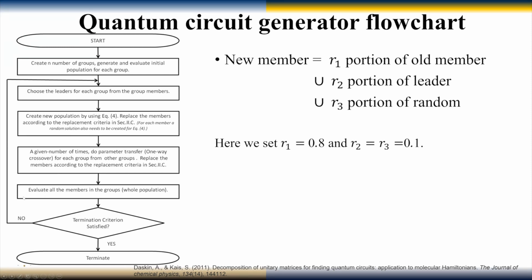Then we evaluate all the members in the groups, that is the whole population, to see if it has met our termination criteria. That is, whether it has reached our target cost, or we have used all the iterations. If it has met the criteria, it will terminate and return the member that has the best performance.